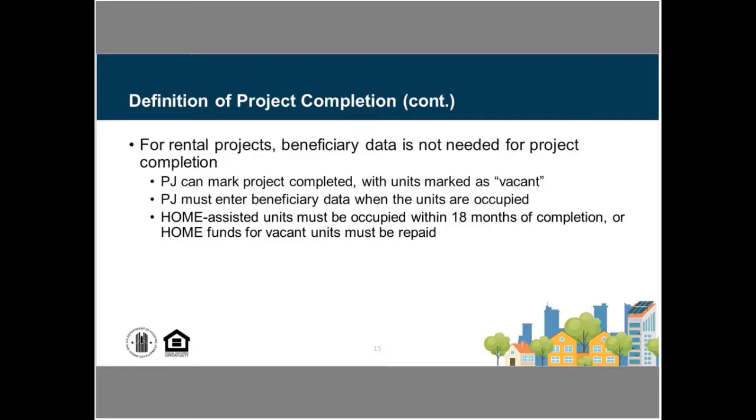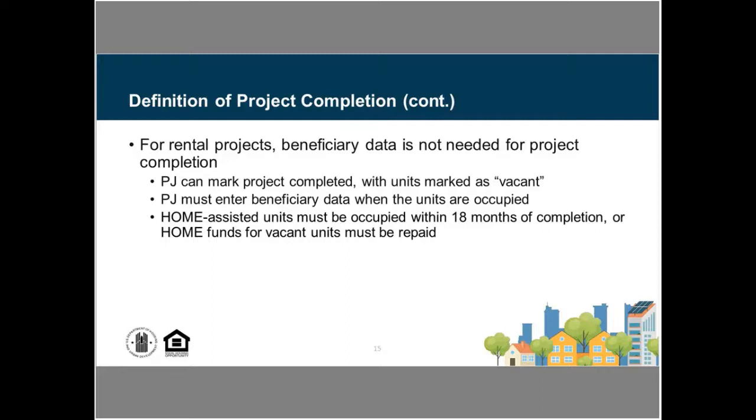Then as those units are rented up, we're going to be entering the beneficiary data into the system. So essentially, we know that we have an 18-month rent-up period from the point of project completion. And when we mark that project as complete, that starts the clock for our 18-month time period for those rental units to be occupied by eligible home recipients. And so we would have completed our 4-year project completion deadline and met that risk.